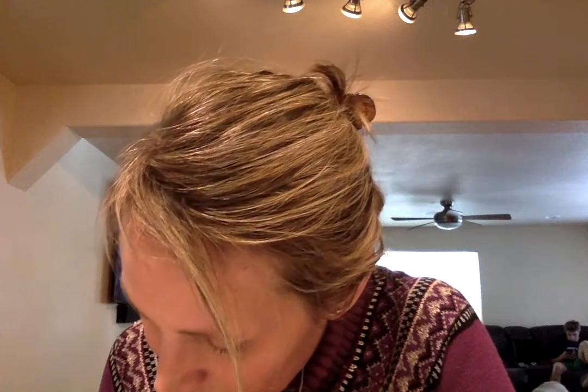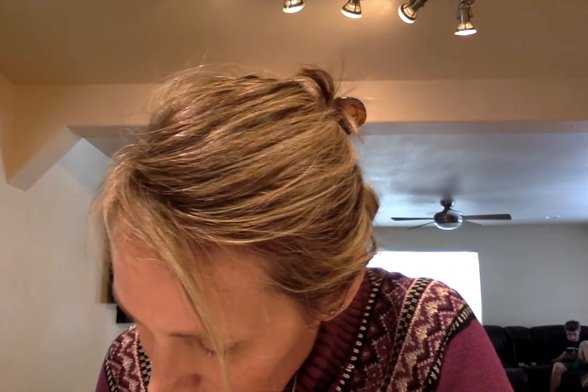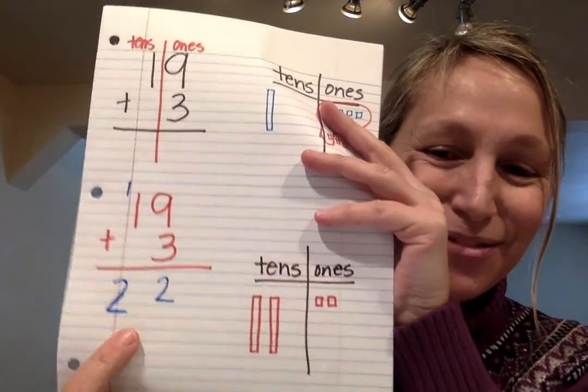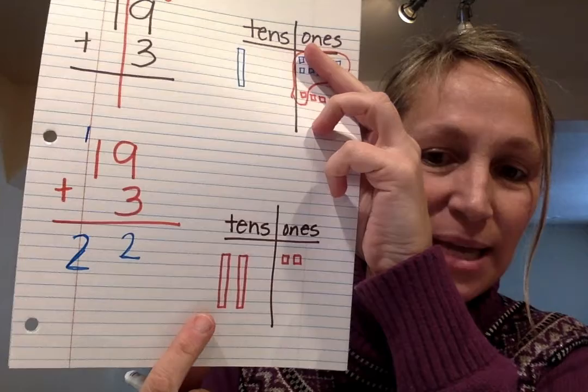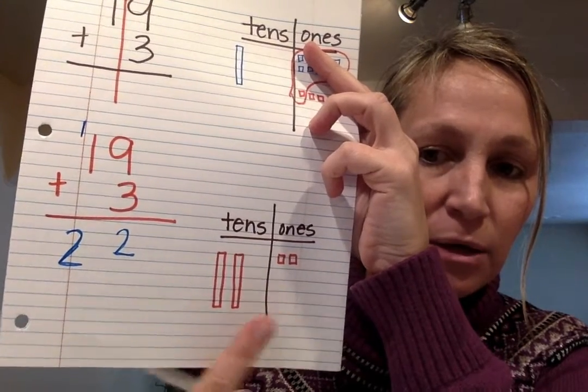1 plus 1 is 2. Good. So now what I want you to do is compare my answer of 22 to my place value chart here with the base 10 blocks. We have 10, 20, 21, 22.